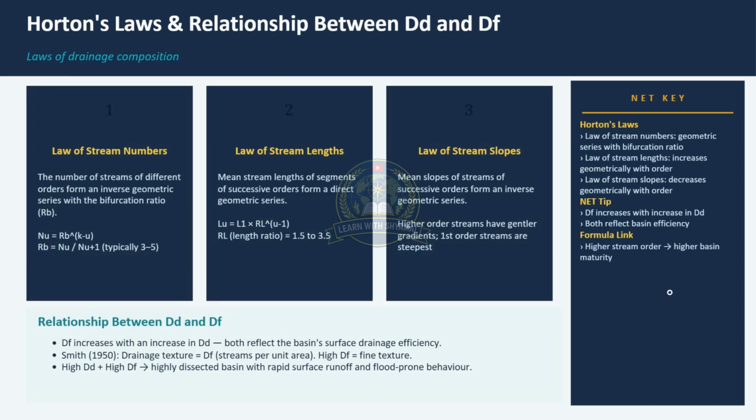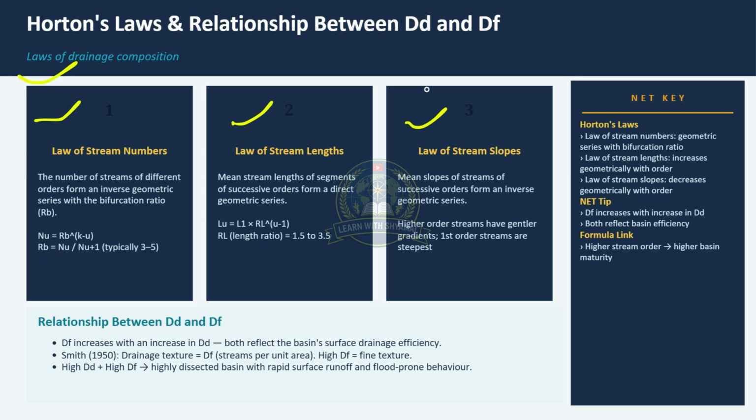Horton's laws and the relationship between drainage density and drainage frequency. Laws of drainage composition: the law of stream numbers says the number of streams of different orders forms an inverse geometric series with the bifurcation ratio. Okay, this is the formula. Then the law of stream lengths: mean stream lengths of segments of successive orders form a direct geometric series. Law of stream slopes: mean slopes of streams of successive orders form an inverse geometric series.